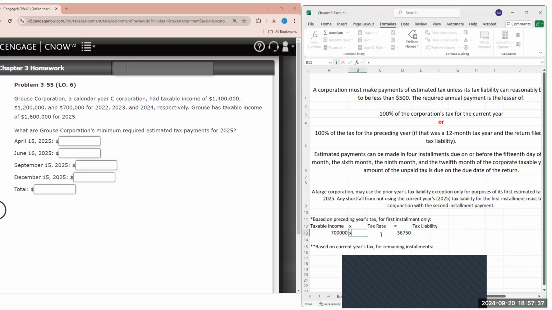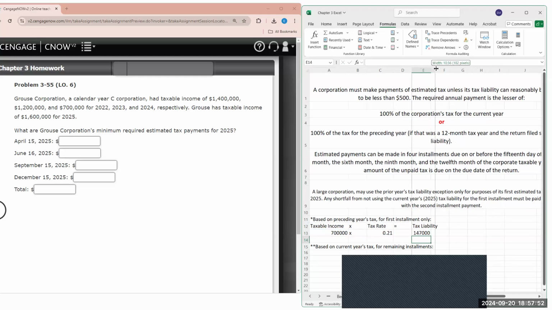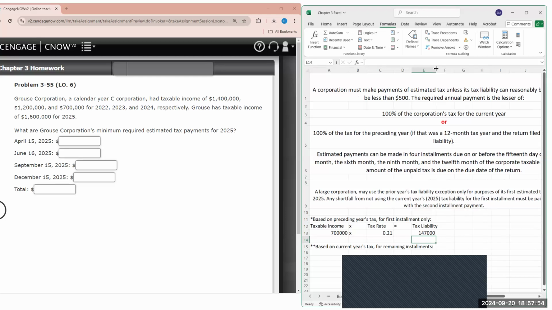All right, so $700,000, the tax rate is 21%, and that would give us our tax liability. So that's step 1, $700,000 multiplied by 21%. The tax liability is $147,000 rather. So then from there, we want to determine what the first installment should be.